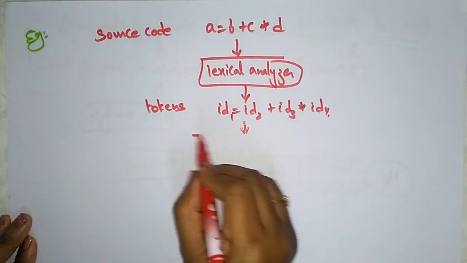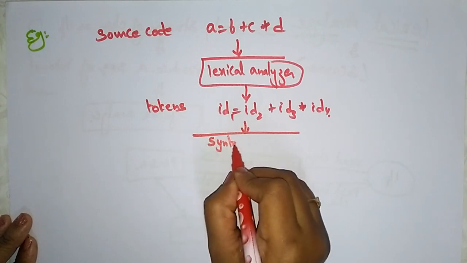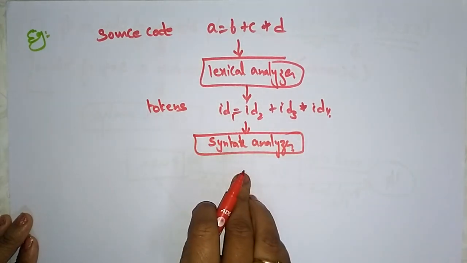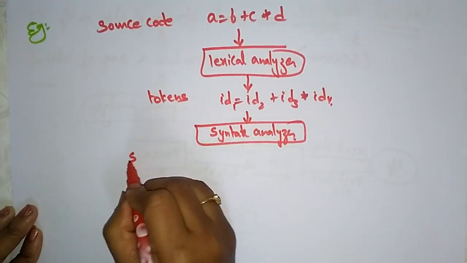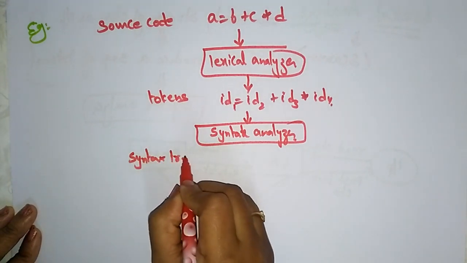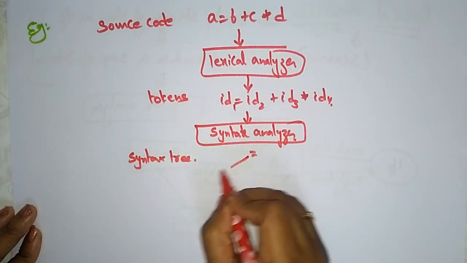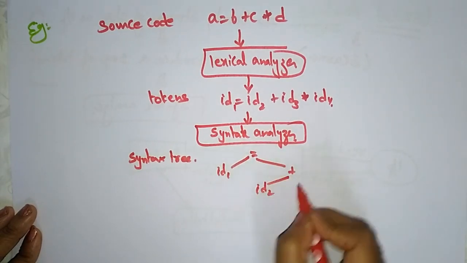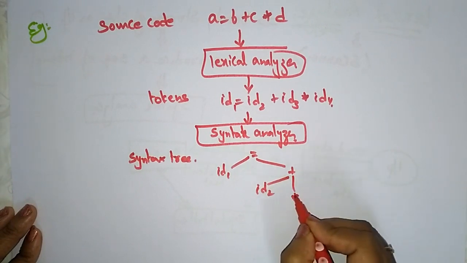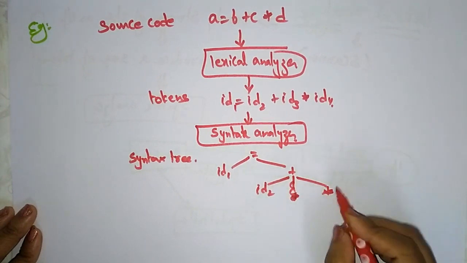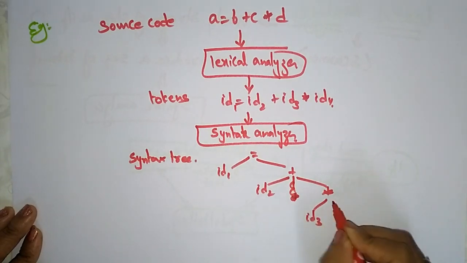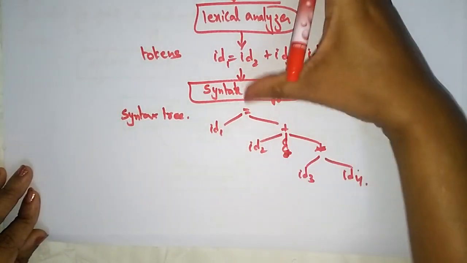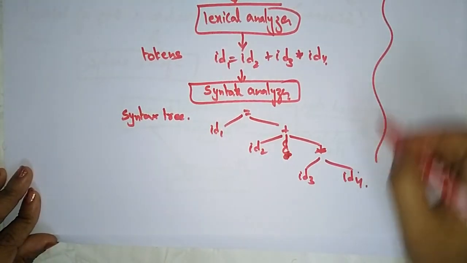These tokens will be sent to the syntax analyzer. So what will the syntax analyzer do? It produces a syntax tree. The syntax tree will be generated: ID1, then plus ID2, and star, where the star will generate ID3 and ID4. So this is the syntax analyzer, and this completes the front end.